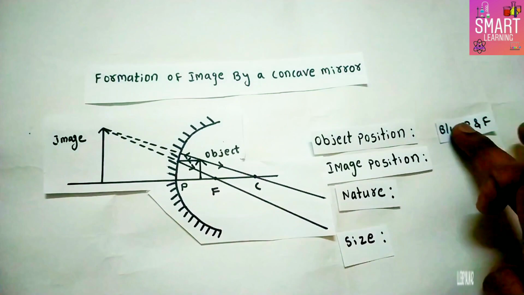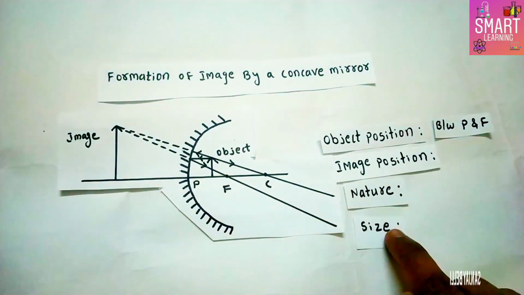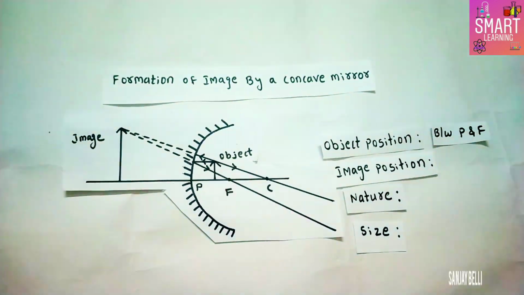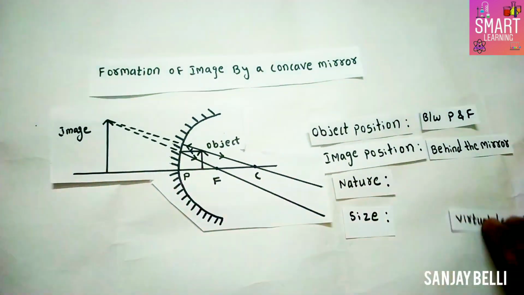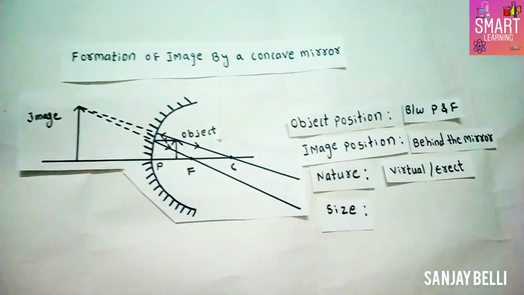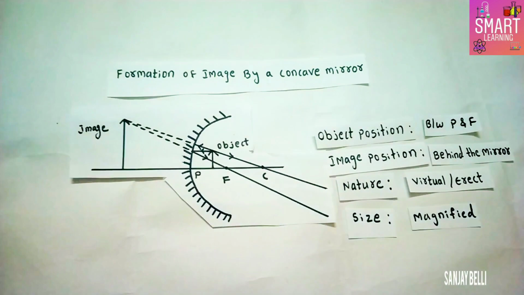Now the object is placed between P and F, where is the image formed? Inside the mirror, so it is behind the mirror. What about its nature? It's virtual and erect, and the size is magnified.